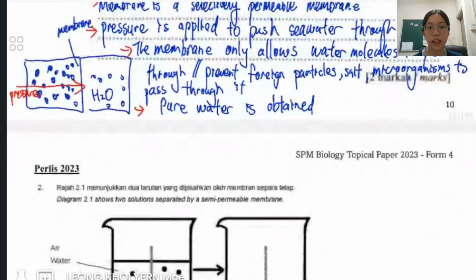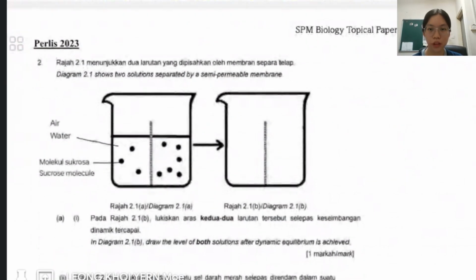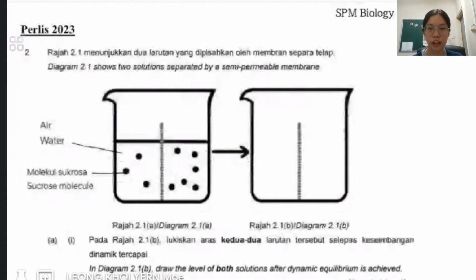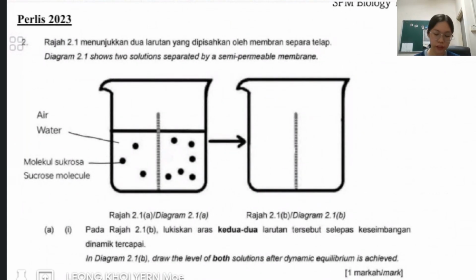Let's take a look at the next question. Draw the level of both solutions after dynamic equilibrium is achieved. Remember the sucrose is unable to pass through. They only allow the water to pass through. So the sucrose still has the same amount. You must draw the same amount. You cannot add an extra one or two. This one has 3 and the next one has 5. So you still have 5 of them. But the water level will surely change, right?